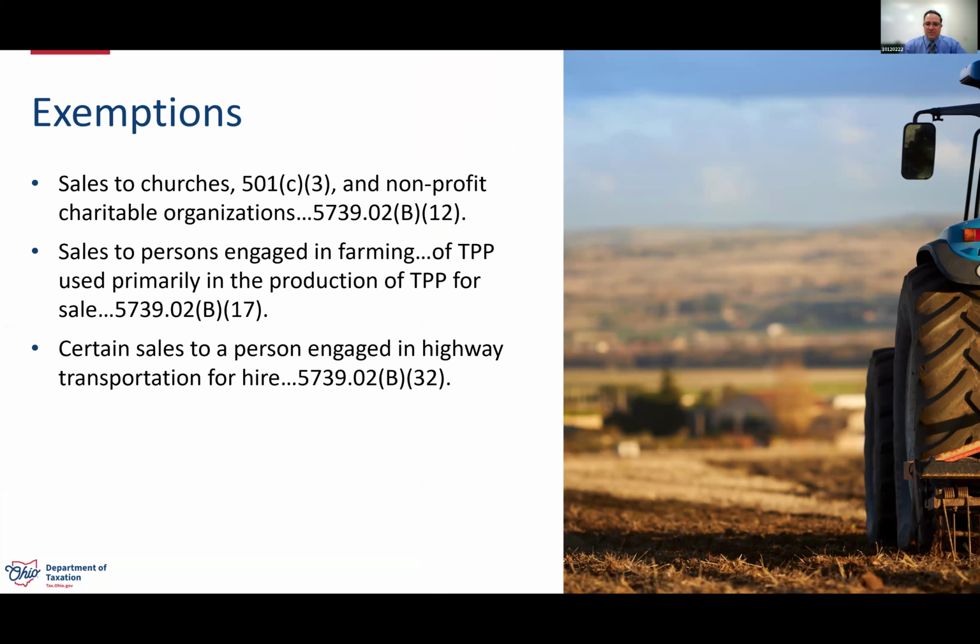You know, the sales to churches, 501c3 and nonprofit charitable organizations are tax exempt for sales tax purposes. There's also the farming exemption for TPP used primarily in production of TPP for sale. Last one on this slide is certain sales to persons engaged in transportation for hire are exempt. This is like third-party freight that are hauling goods for others. The big one with this one is, they get to purchase their truck exempt because they're hauling goods for others.